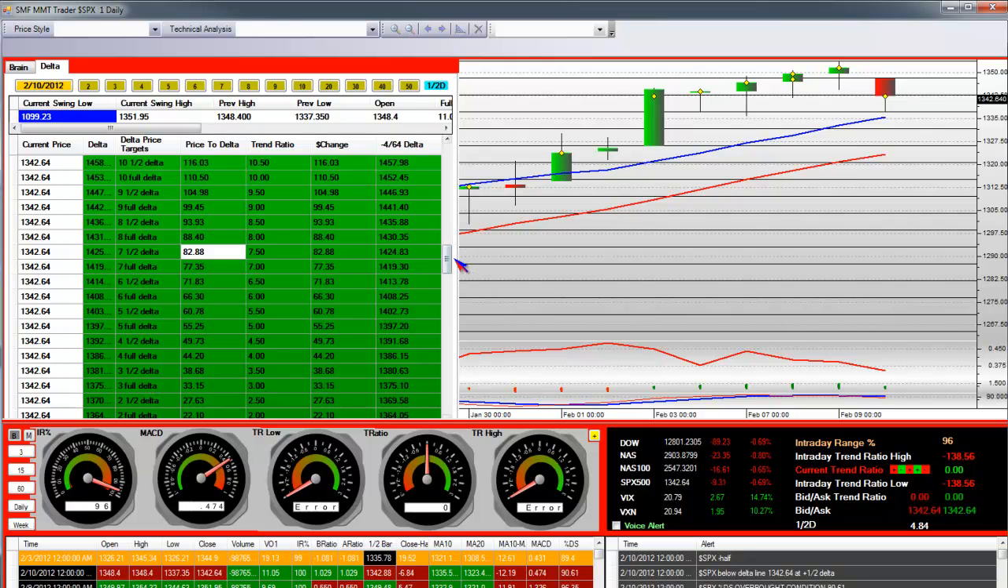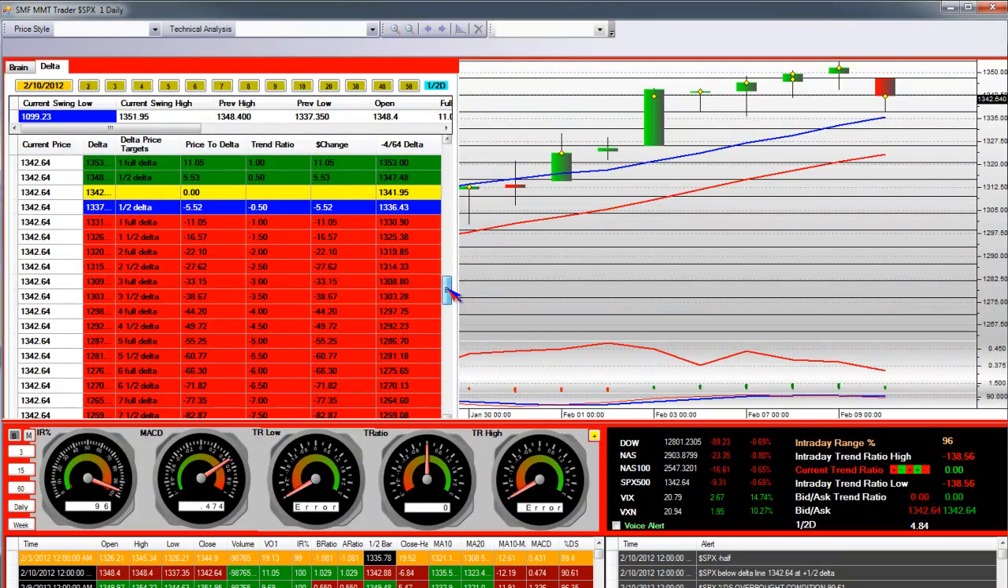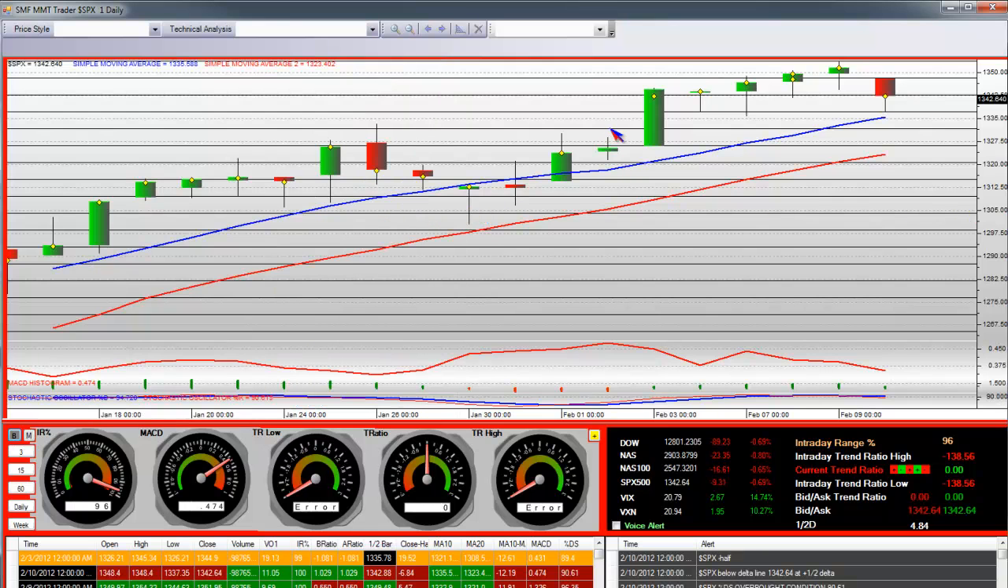However, when we look at where the pullback should be, we would look to see if we could pull back 3.5 deltas negative, which would be $38 from now. At 1303, that's going to put this right back down here where the base of the bull started. It took out resistance.